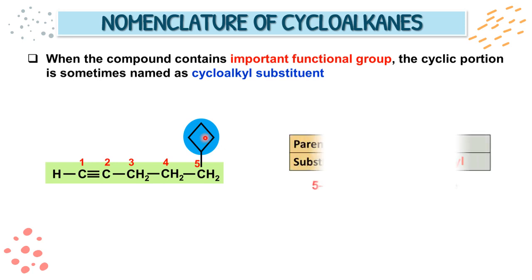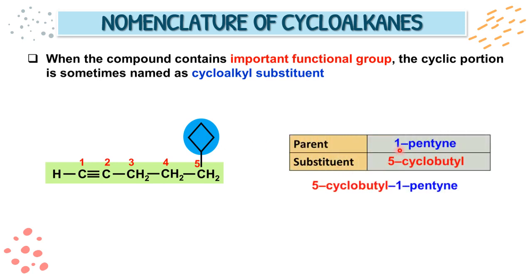cyclobutyl. So the name for this compound will be, the parent is 1-pentyne, 1 because the carbon-carbon triple bond is located at carbon number 1 and carbon number 2. So we take the lowest number, 1-pentyne, and then at the 5th carbon over here, we have this substituent, the cycloalkane, which is 5-cyclobutyl. So the name of this compound will be 5-cyclobutyl-1-pentyne.